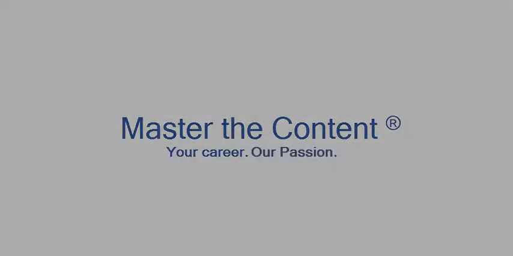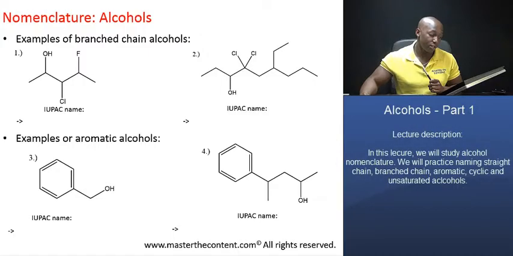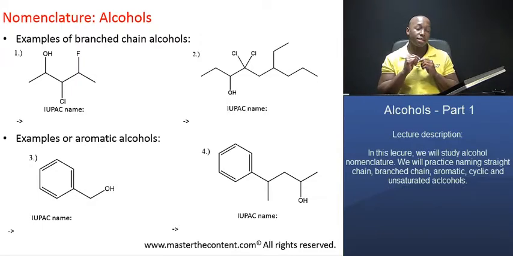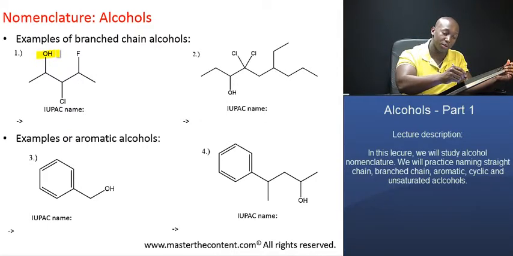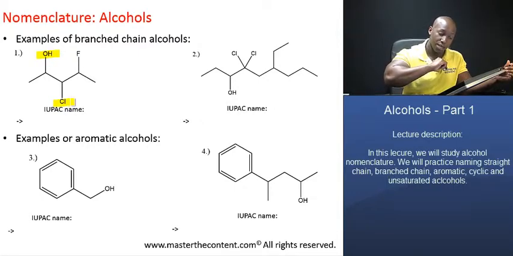Your career, our passion. Now, as you can see, the examples that we have on this page are a little bit more interesting. Reason being, we have multiple functional groups in the structures of these molecules. So I'll just direct your attention to the top left-hand corner of the screen. As you can see in this case, we have three functional groups. You have a hydroxyl group right there, a chlorine atom functional group right there, and a fluorine atom right there.